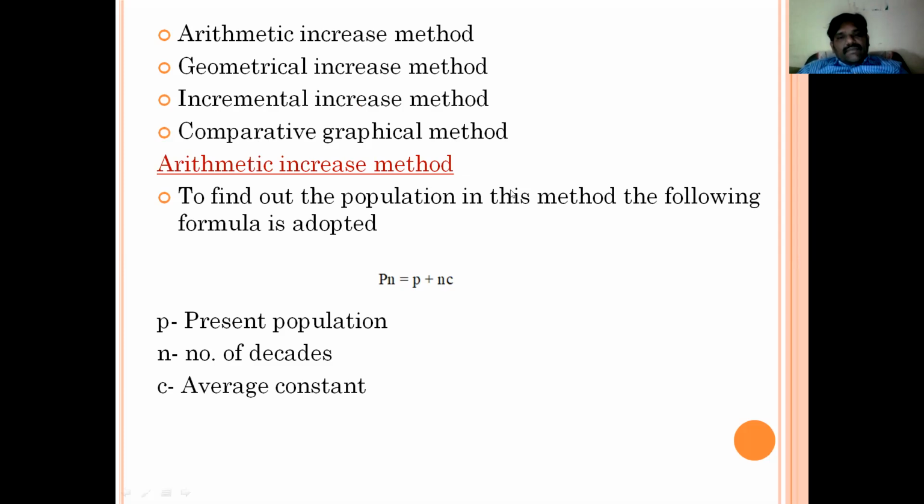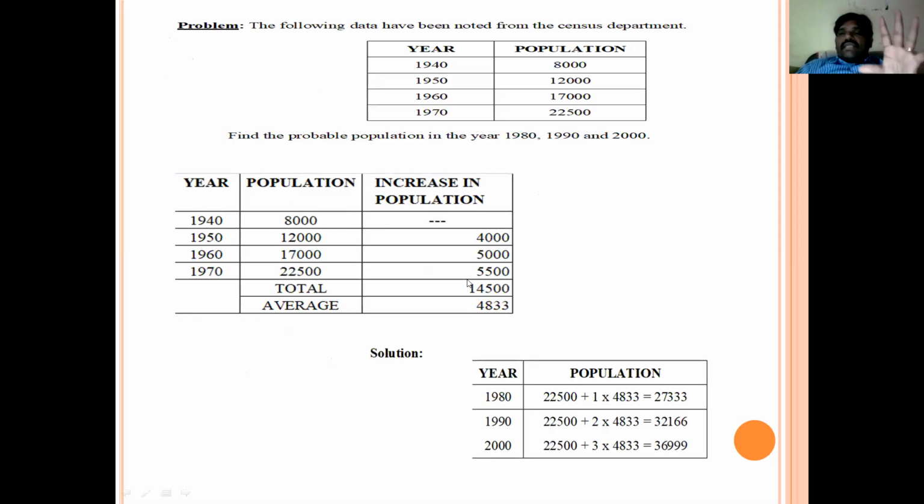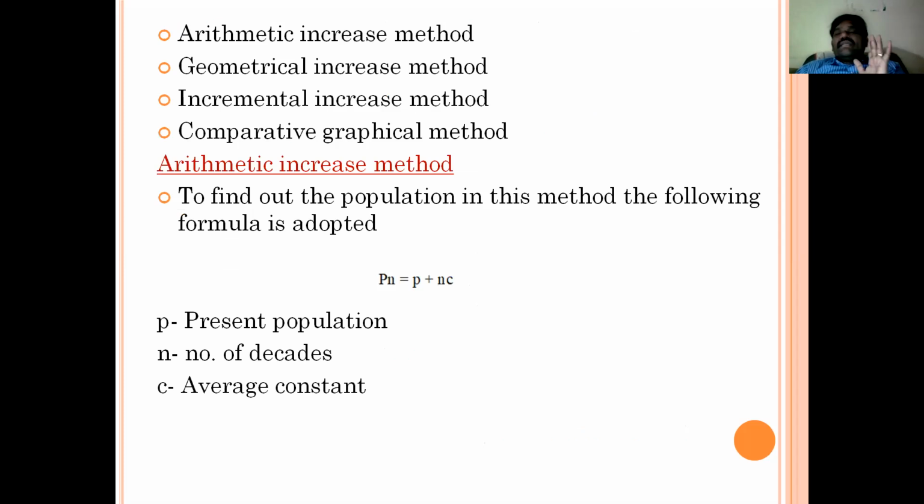See, the arithmetic increase method. Normally, this method uses the formula Pn equal to P plus NC, where P is the present population, N is the number of decades, and C is the average constant. Here, I have taken an example from the textbook. If it were a classroom, we would practice and I would call you randomly for a number of problems. But this is an online session, so I just took one particular example from the textbook, and we are going to discuss how to calculate the population by using this arithmetic increase method.